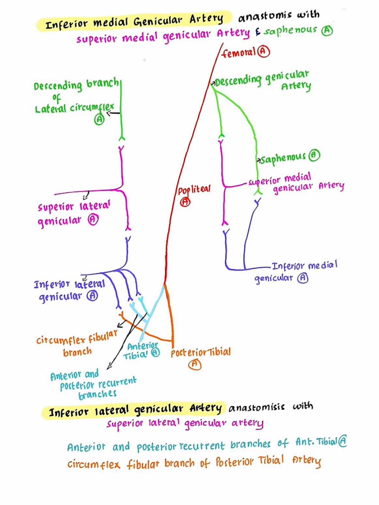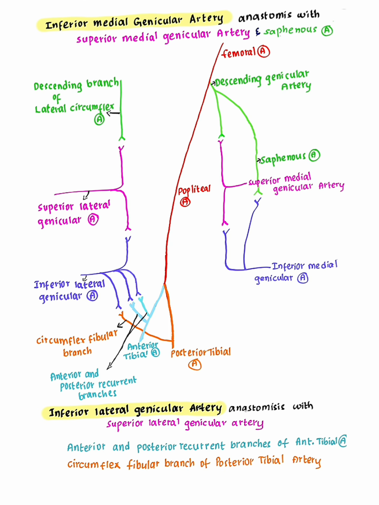Inferior medial genicular artery anastomoses with superior medial genicular artery and saphenous artery. Saphenous artery is superficial branch of descending genicular artery.